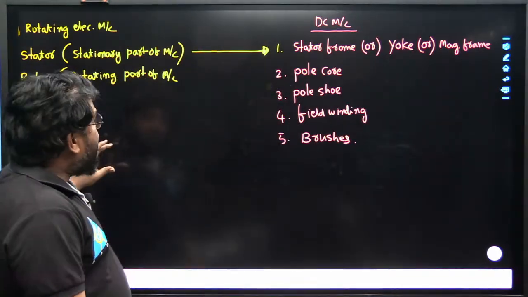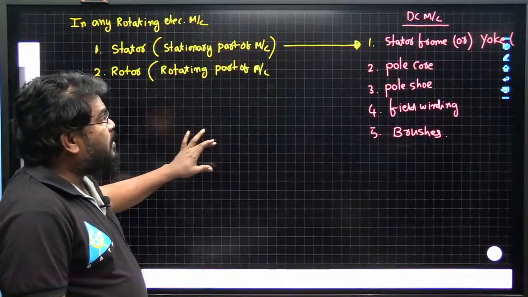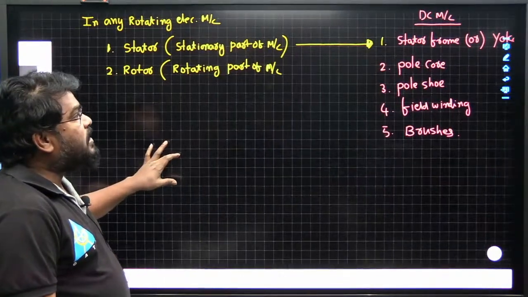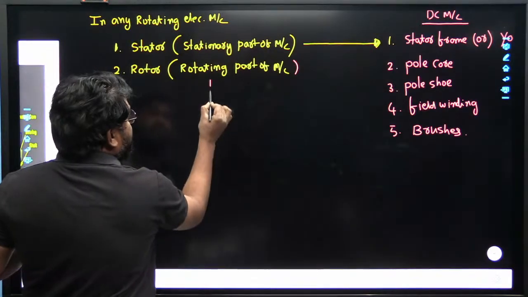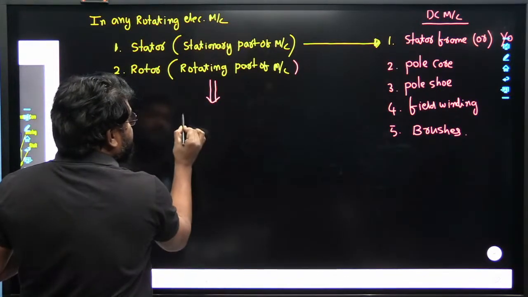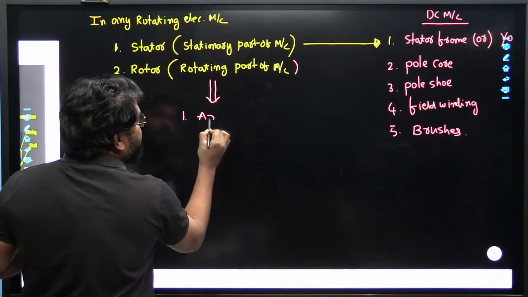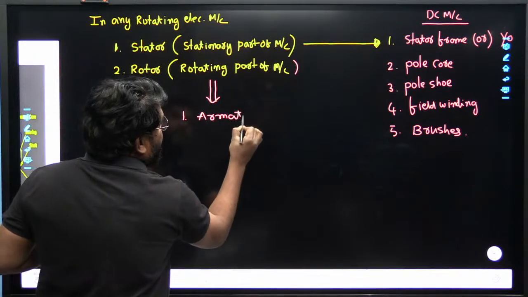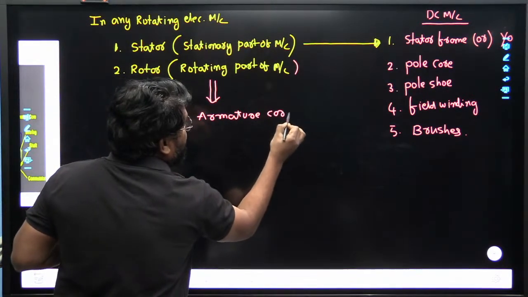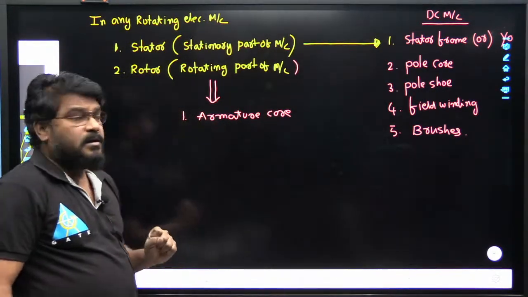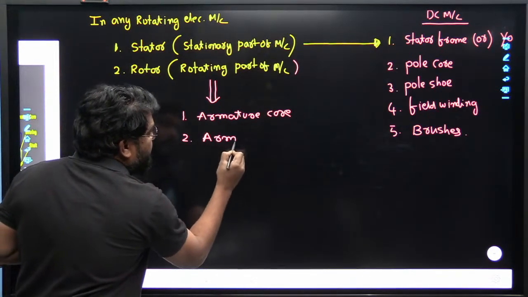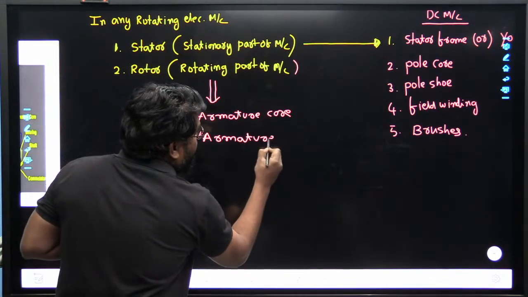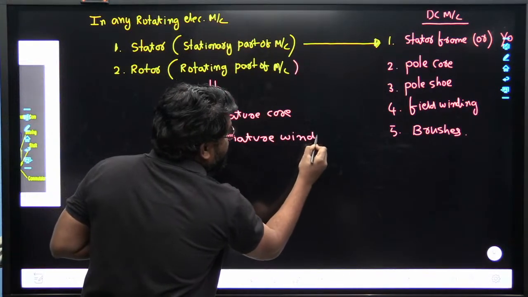Now coming to the rotating parts. What are the rotating parts of the DC machine? The first part is the armature core. That is a rotating part. And the second one is the armature winding. This is the armature winding of the DC machine.